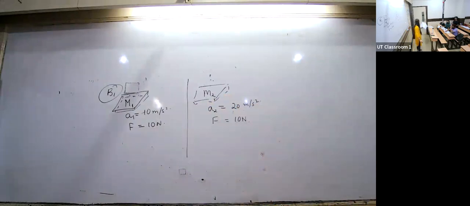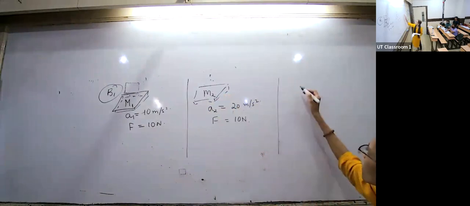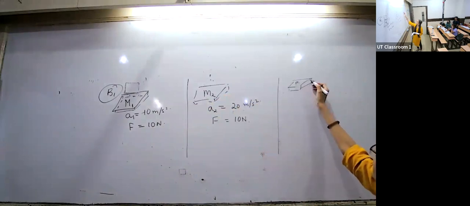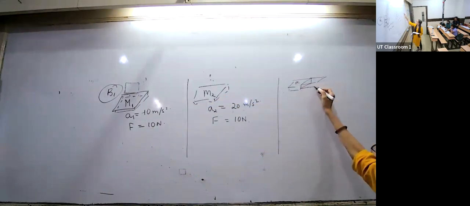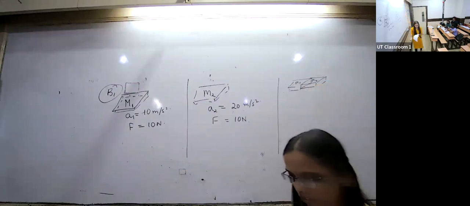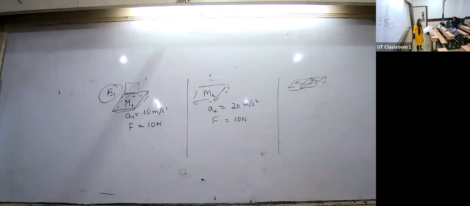Find the acceleration if the blocks are tied together. Now in the second case, we have tied all the blocks together. So m1 is here and m2 is also tied together. M2 and m1 tied together. And again in this case, the same force is acting on the combination. The force is 10.